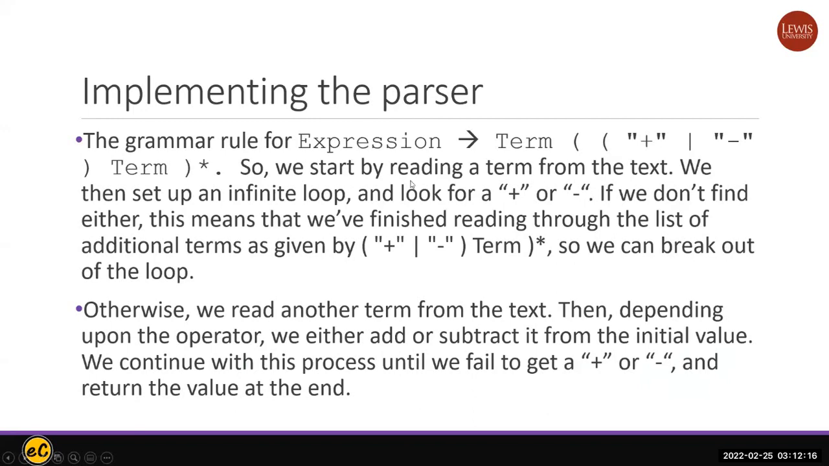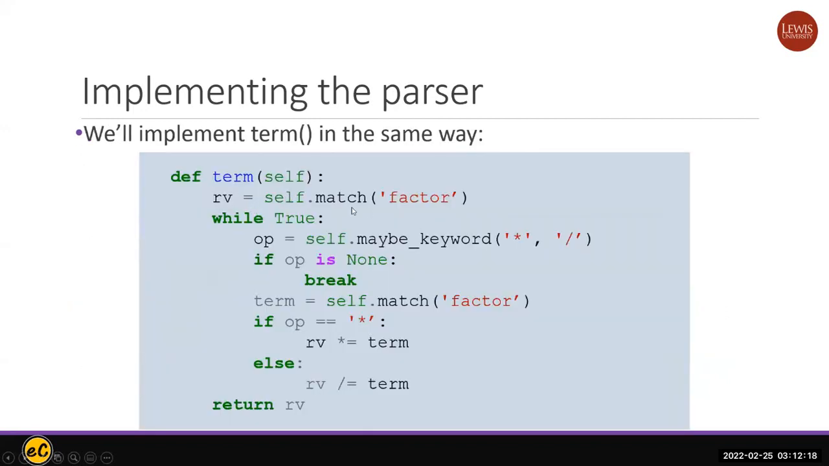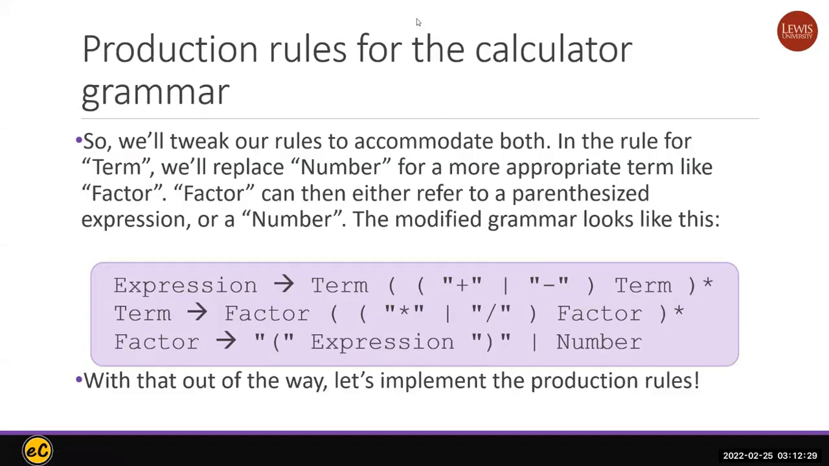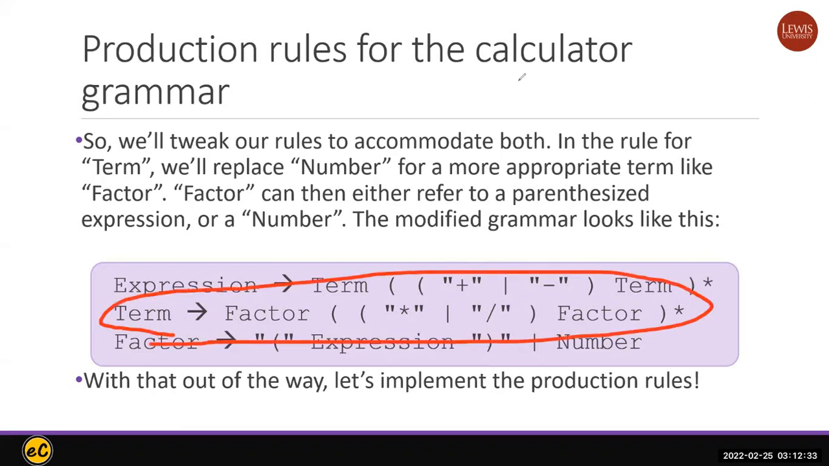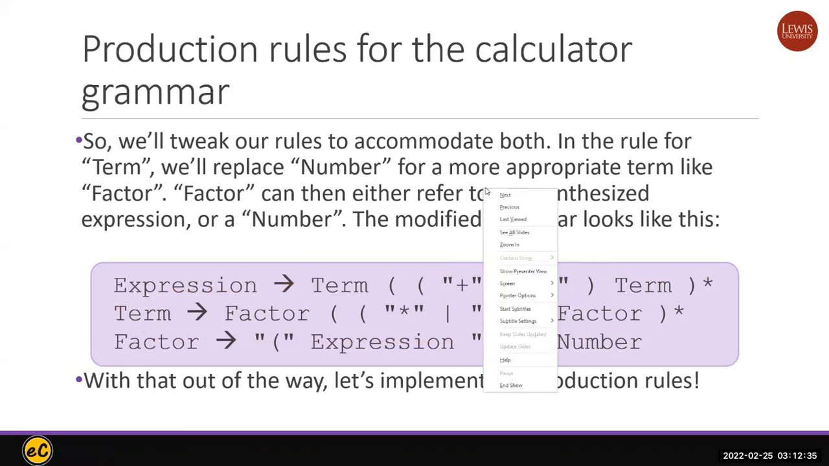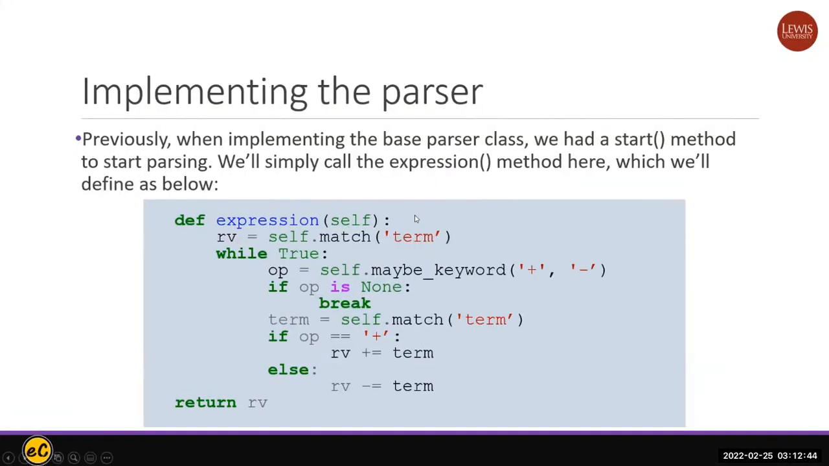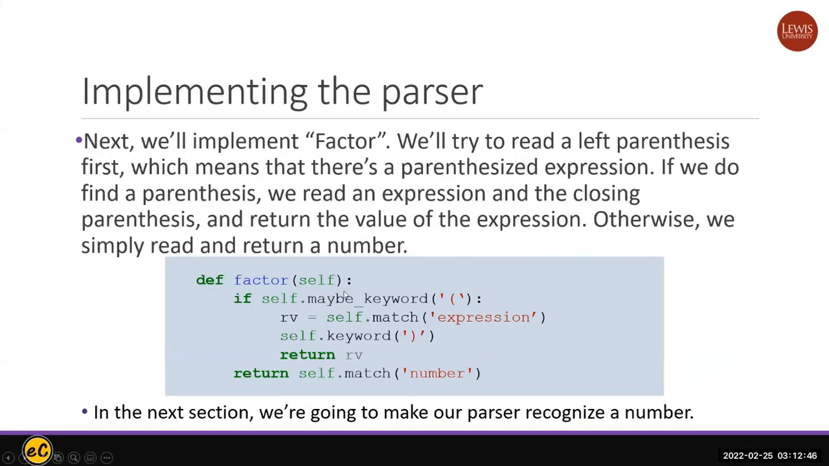Then we will look into the term. The term is a factor multiplied or divided by factors. So this one is the same thing. This one is to match your rule for the middle one. Okay, for the middle one, and the last one we look at is the factor.